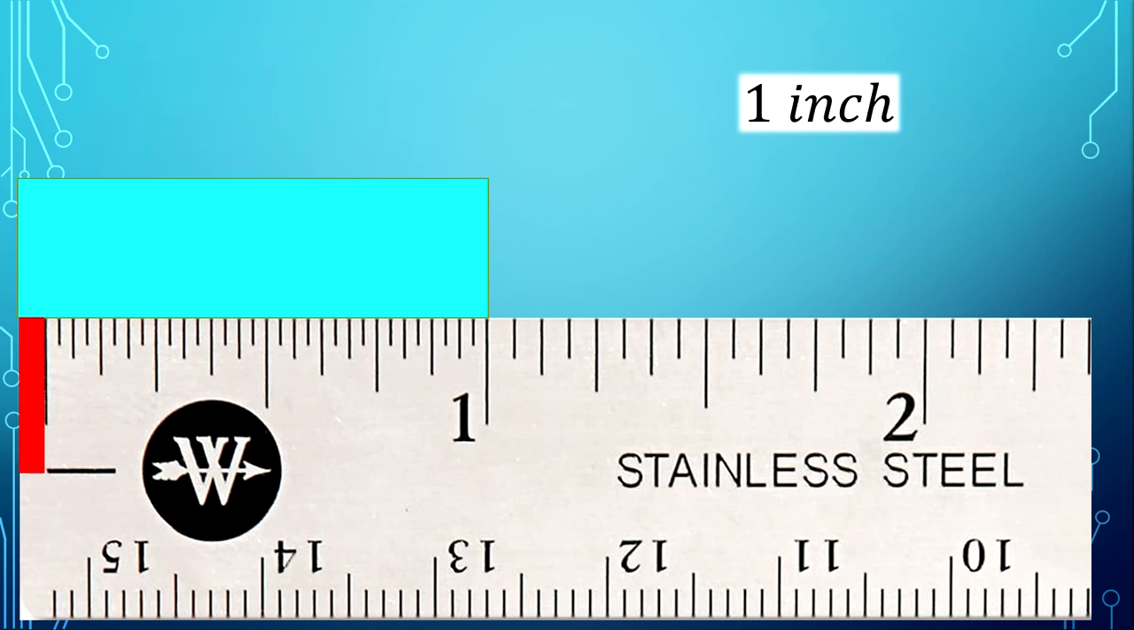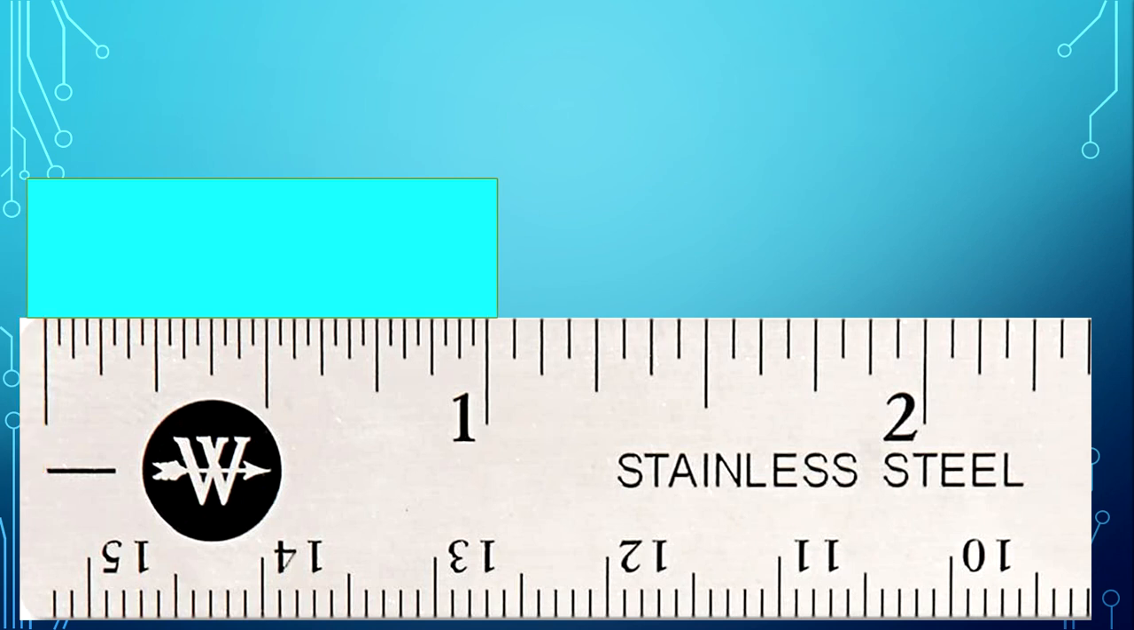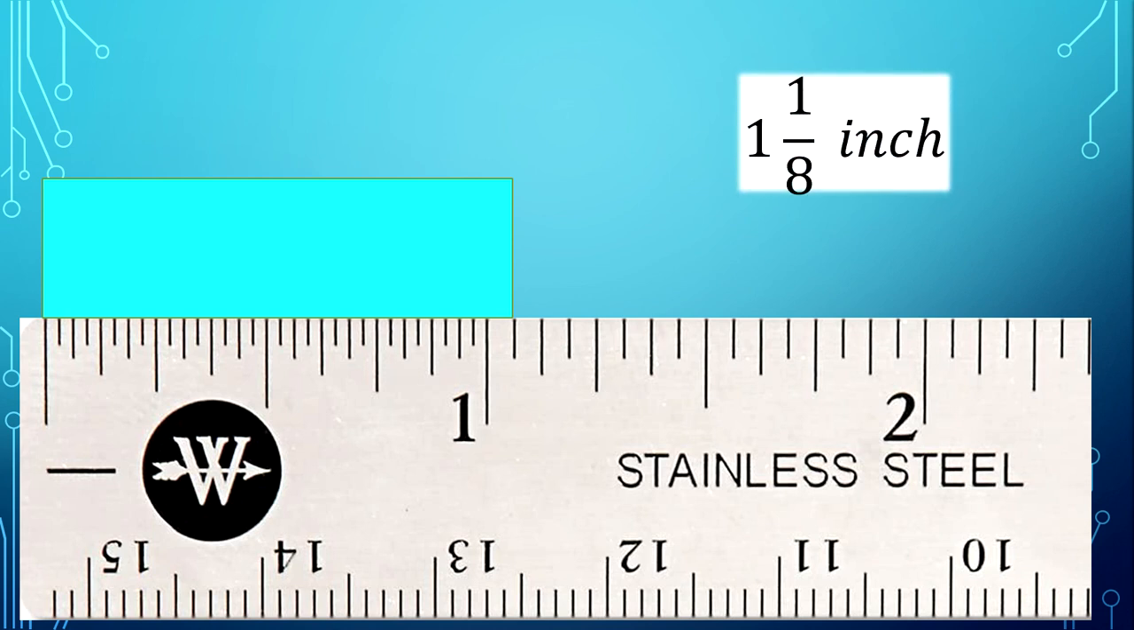we don't start at the very edge of the ruler. Now, some of them you do, some of you don't. So you've got to be familiar with your ruler. With this one, there's a gap between the end of the ruler and that first mark. So we should actually measure from that first mark. And so here we get 1 1/8 of an inch.